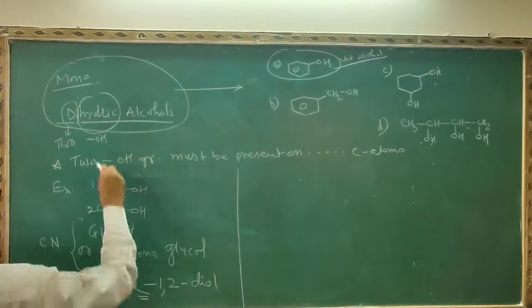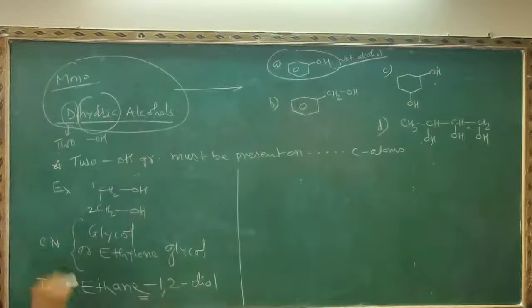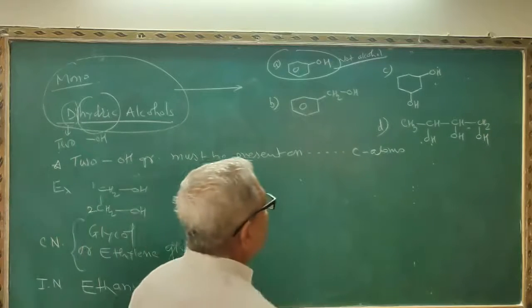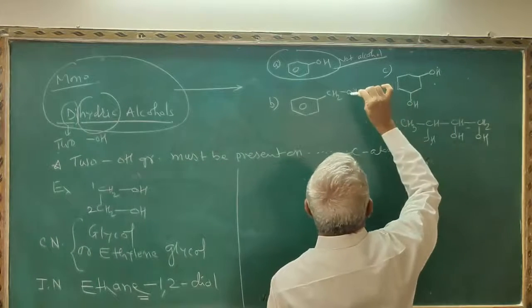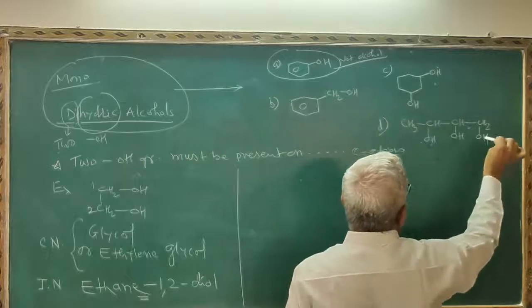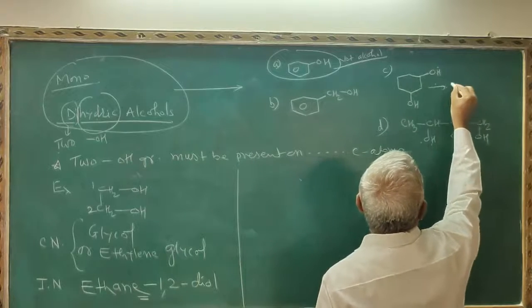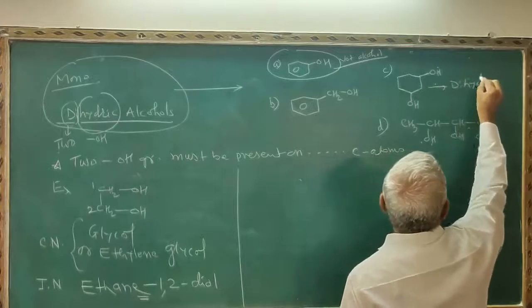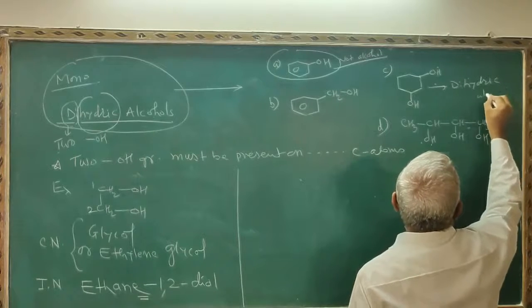See the meaning of the dihydric alcohol. Two OH groups are attached to different carbon atoms. See, in this case two OH groups, in this case one OH group, in this case three OH groups. So C is the correct answer. This is the dihydric alcohol.